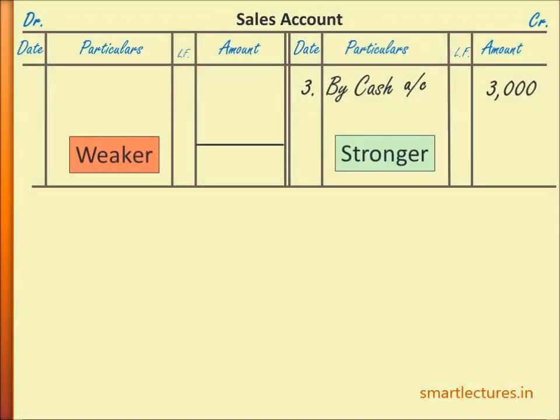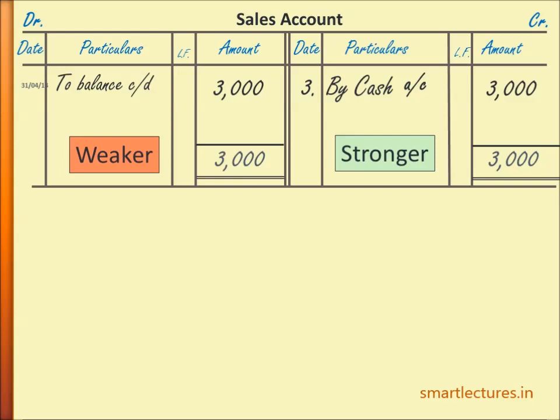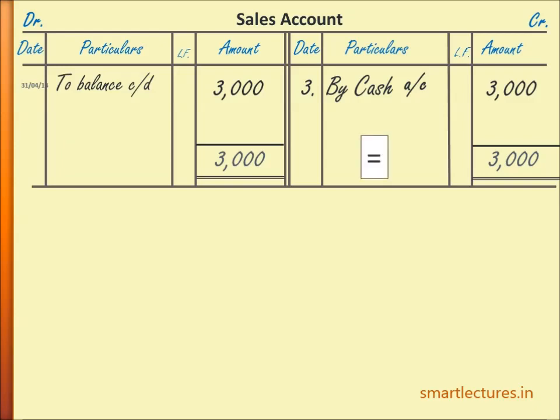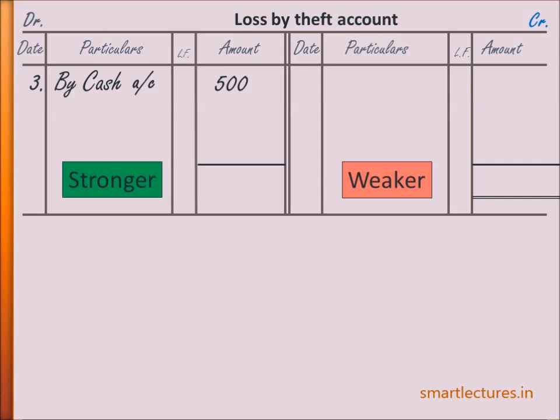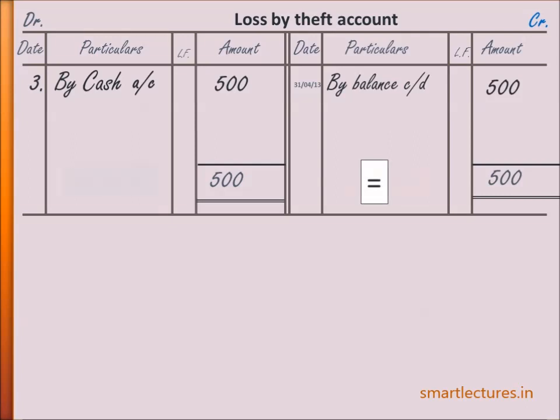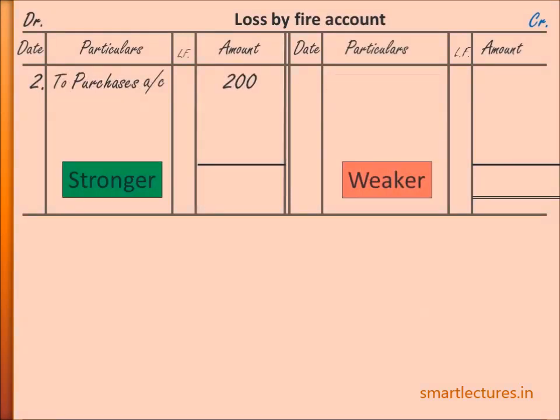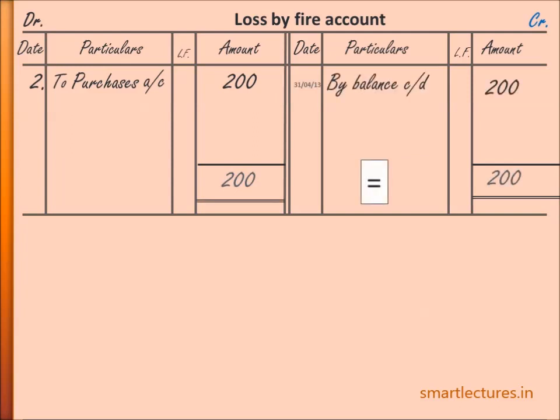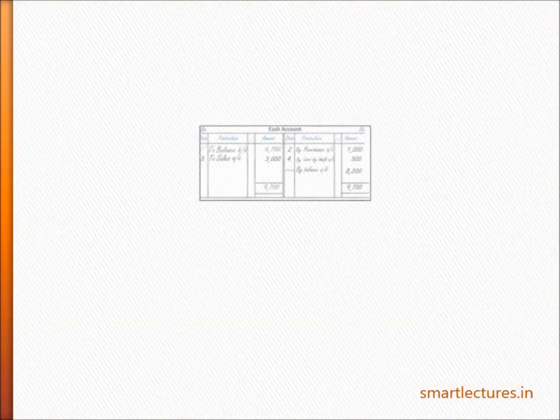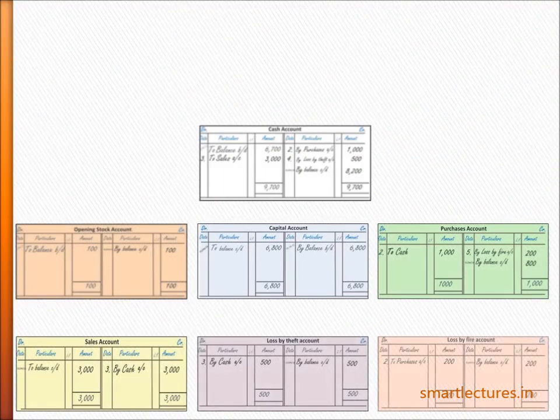Sales account. The credit side total is 3,000. So what will you write on debit side? To balance c/d rupees 3,000. Now totals are equal. Now loss by theft account. Debit side total is rupees 500. So on credit side, please write down by balance c/d rupees 500. Now the totals are equal. Now loss by fire account. On credit side, please write down by balance c/d rupees 200.